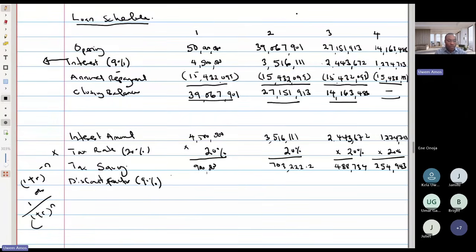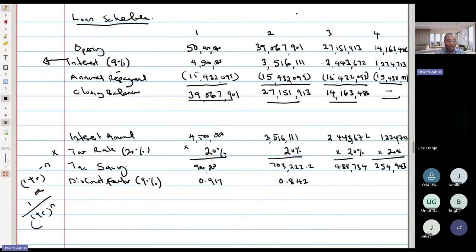So what do we have? Just a minute. Let me make use of the scientific calculator. I was using a regular calculator before now. Okay, so 9% discount factor. 1.09 raised to the power of minus 1. So that's 0.917. 1.09 raised to the power of minus 2 is 0.842.